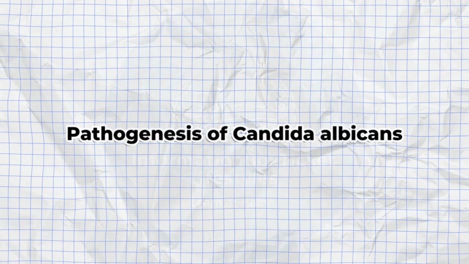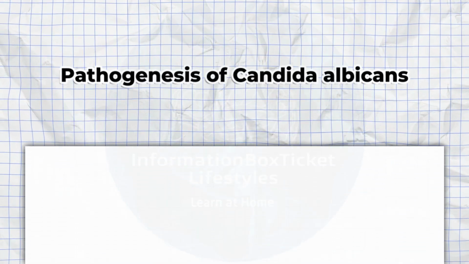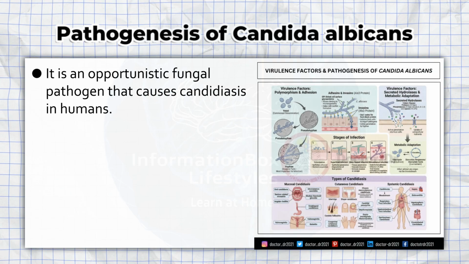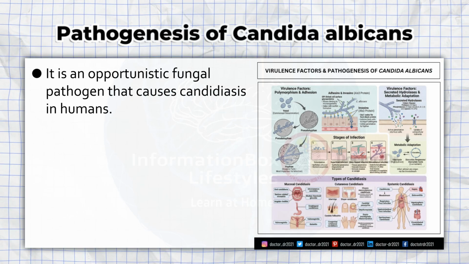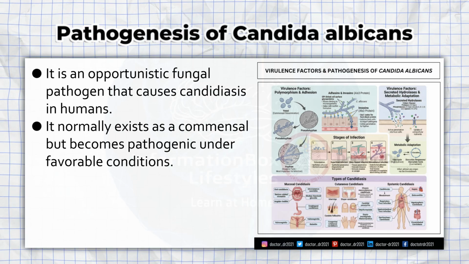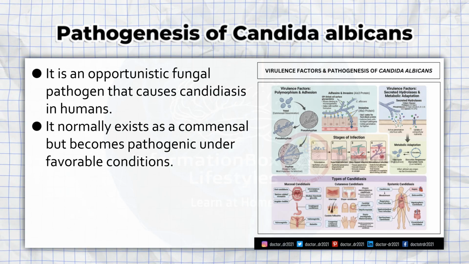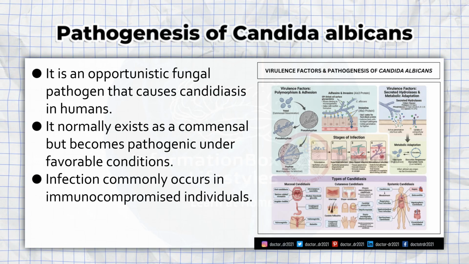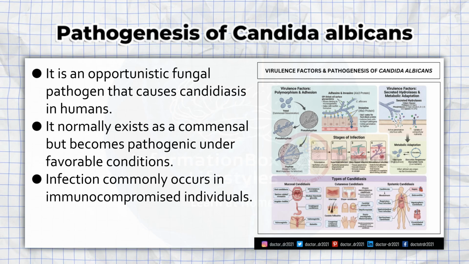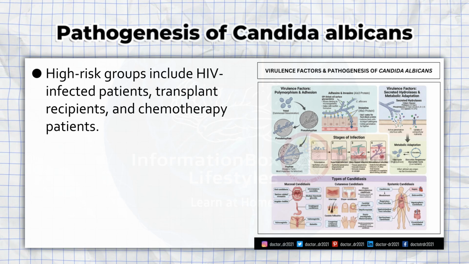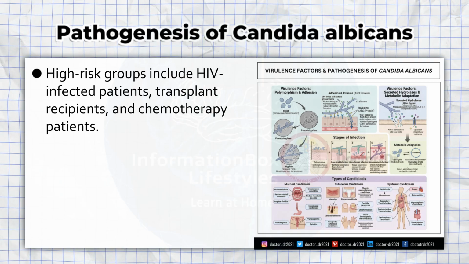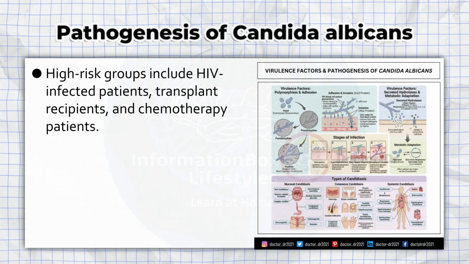Pathogenesis of Candida albicans. It is an opportunistic fungal pathogen that causes candidiasis in humans. It normally exists as a commensal but becomes pathogenic under favorable conditions. Infection commonly occurs in immunocompromised individuals. High-risk groups include HIV-infected patients, transplant recipients, and chemotherapy patients.